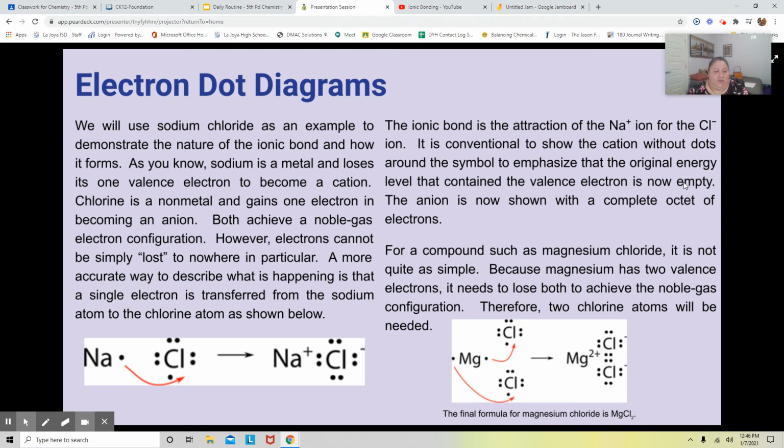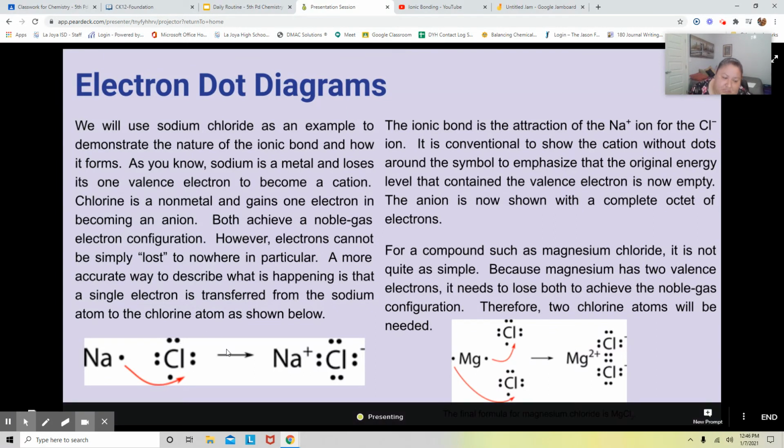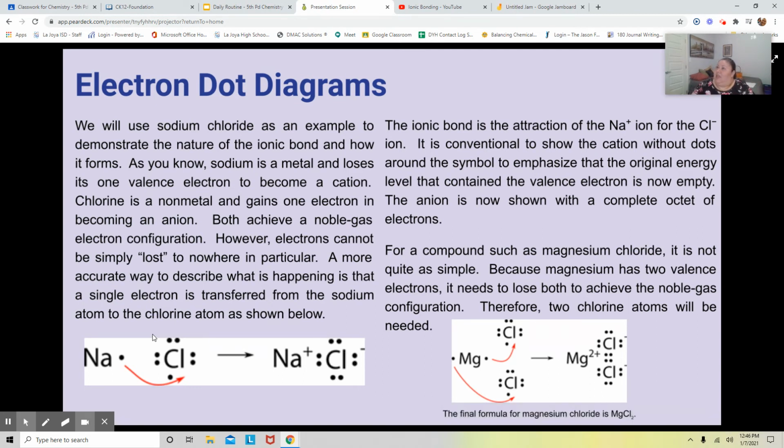A more accurate way to describe what is happening is that a single electron transfers from sodium to chlorine, as shown below. So this is what we're talking about. You cannot just say, let me go and get an electron so I can become an anion. No. Or, hey, let me just lose an electron to the atmosphere so that I can become a cation. No, that does not happen. You have to have elements associated so that this exchange or this transfer can occur.